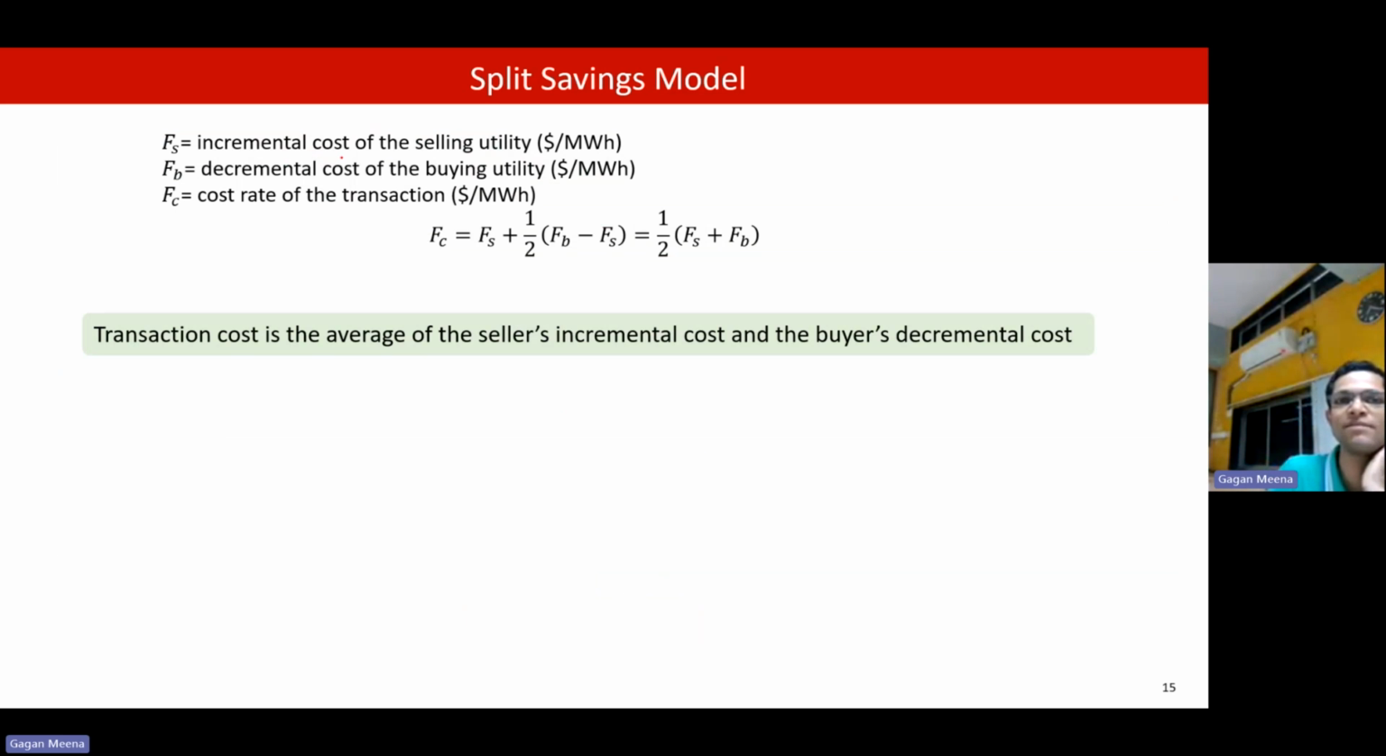Here FS is the incremental cost of the selling utility and FB is the decremental cost of the buying utility. And FC is the cost of transaction. The cost of transaction is equal to the incremental cost of the seller plus the difference shared between both the entities, so FS plus half of FB minus FS. So this will be half of FS plus FB. That means the transaction cost is the average of the seller's incremental cost and the buyer's decremental cost.